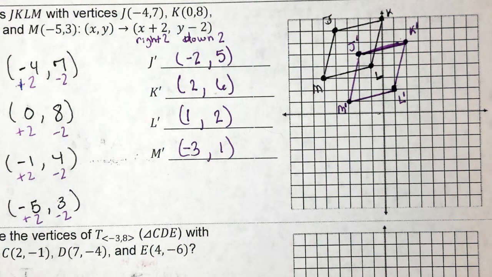So I want you to do number 2. It says the vertices of translation, this is vector notation, negative 3, 8, triangle CDE with the vertices, and it tells you the points. So you make that triangle and translate it x minus 3, y plus 8. Do that one.